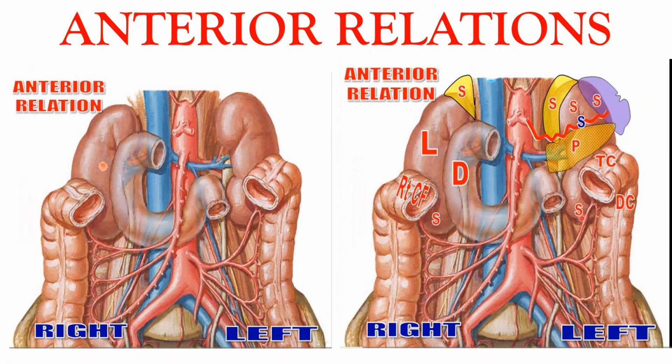Okay, for the right kidney, upper medial, we have the right suprarenal gland. Then when it comes to the hilum of the right kidney, we have the second part of the duodenum. Then this area, we have the right lobe of the liver. This is the right colic flexure. This is also the small intestine, and then the ascending branch of the right colic artery.